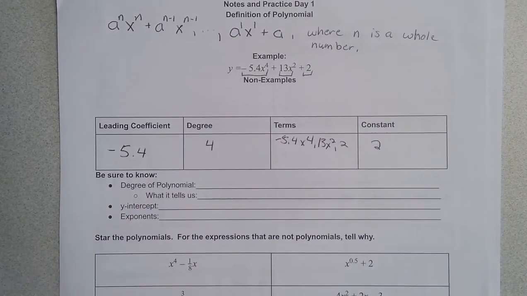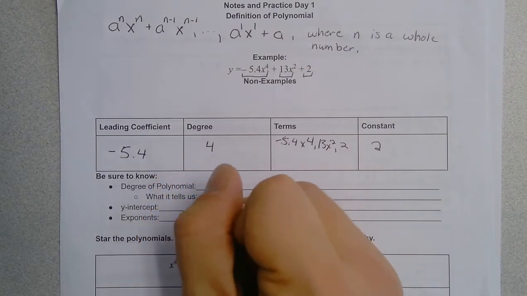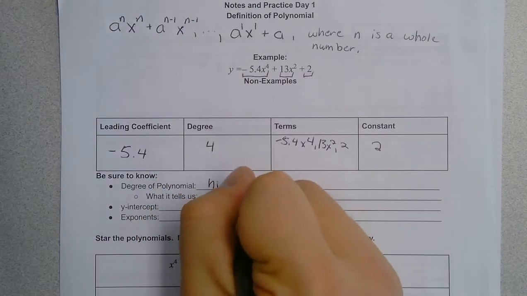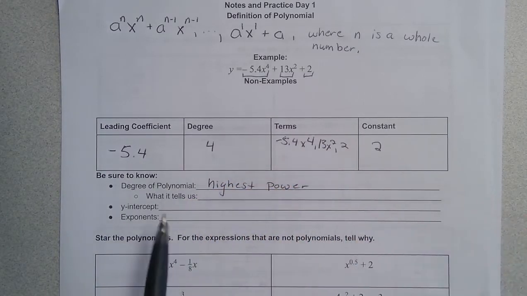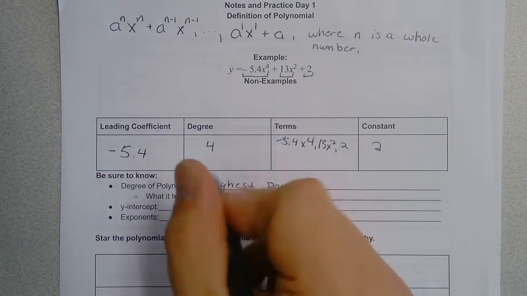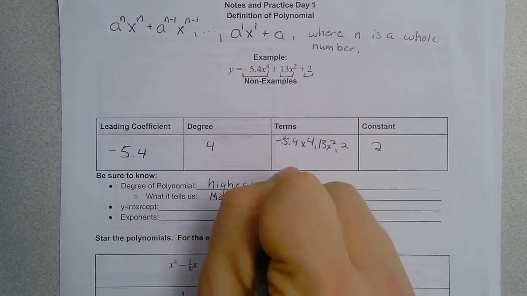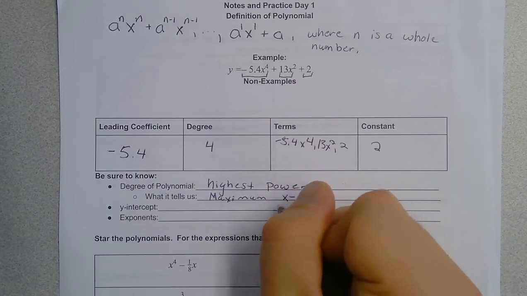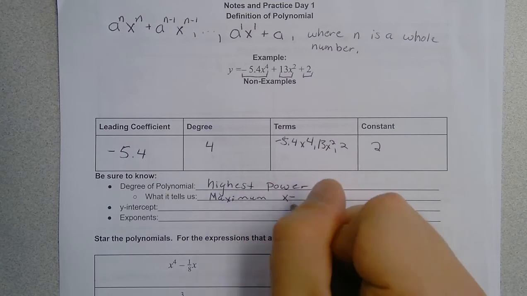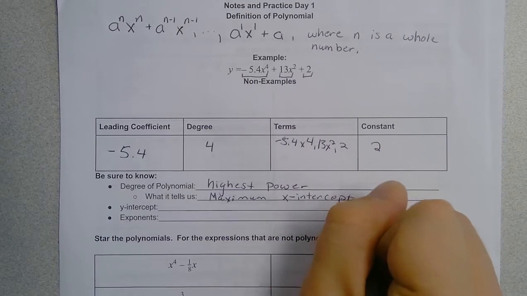So the degree of the polynomial, that is the highest power. And what that tells us, in a graph, it's going to tell us the maximum number of times the graph crosses the x-intercept, or the graph crosses the x-axis. So this tells us the maximum number of x-intercepts.